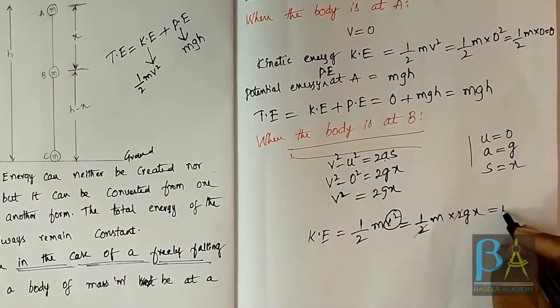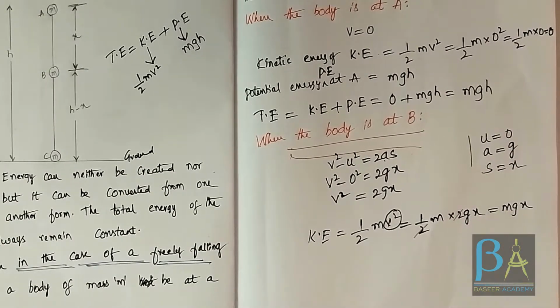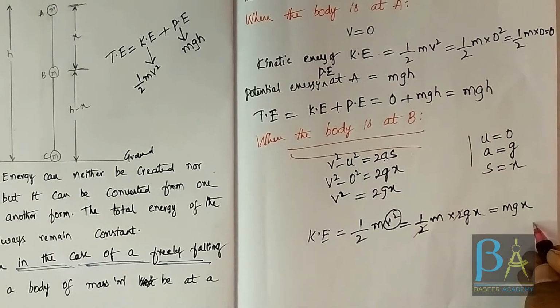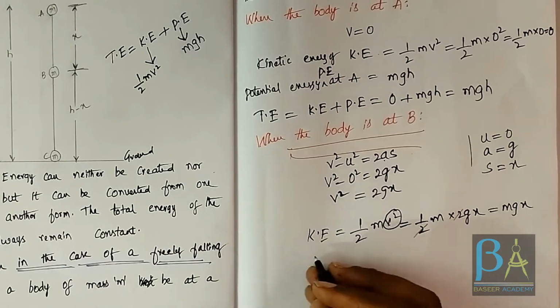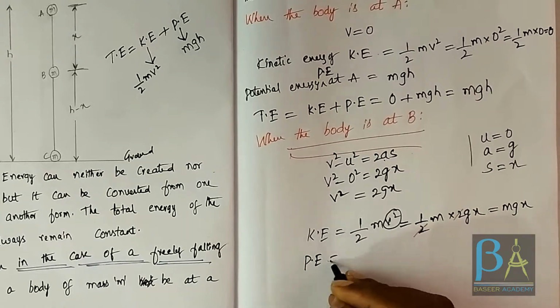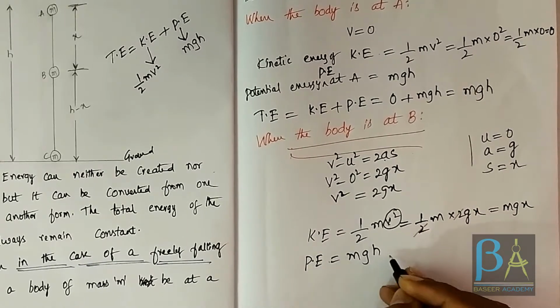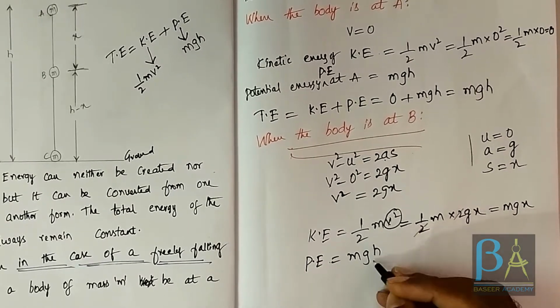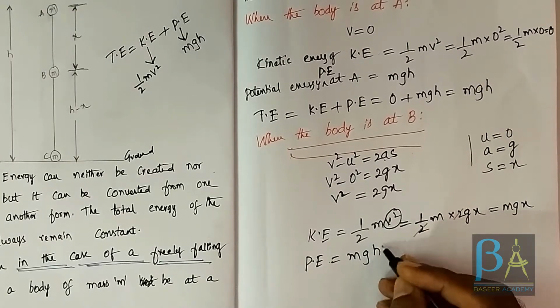M into gx is going to be mgx. We found out the kinetic energy. Let us now find out the potential energy. The potential energy is given by the formula mgh, where h is the height of the body from the ground.